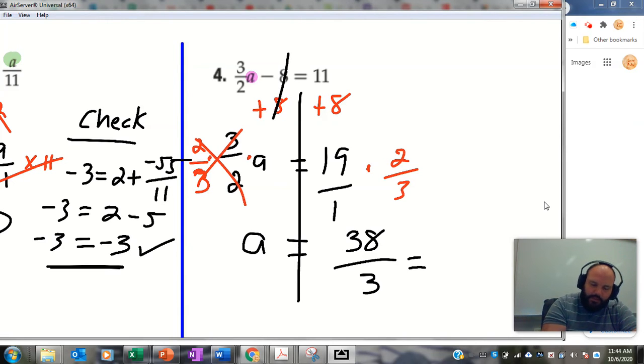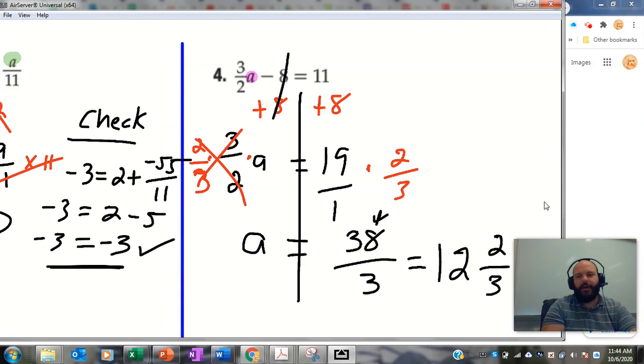How many times will 3 go into 3? One whole time. 3 will go into 8 twice. So 3 times 2 is 6, and we're trying to get to 8. So that means there's a remainder of 2, and that 2 is put over what we divided by. So 38/3 actually becomes 12 and 2/3. So that was a little harder one just because our answer ended up being a fraction.